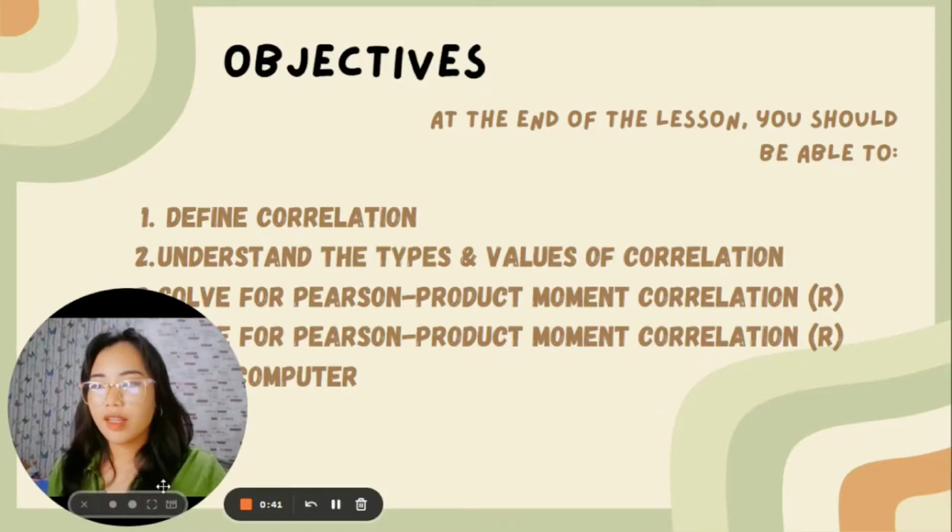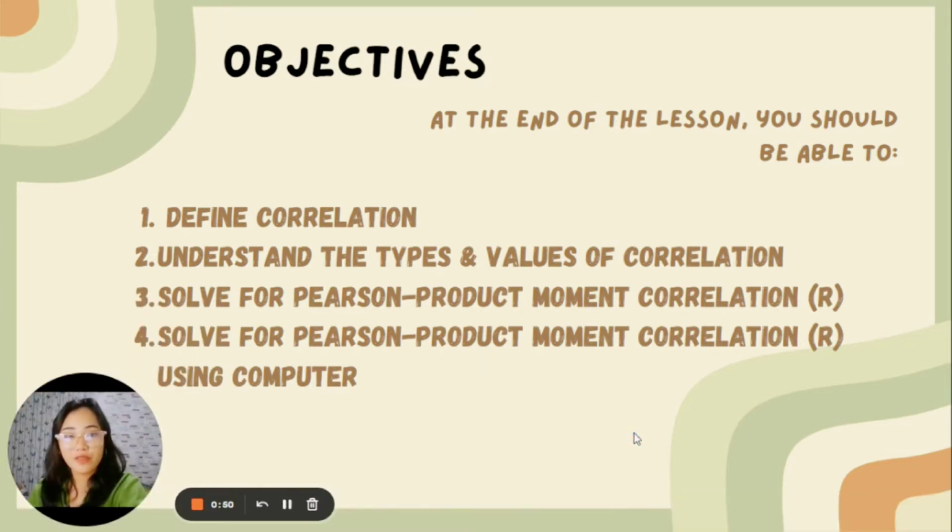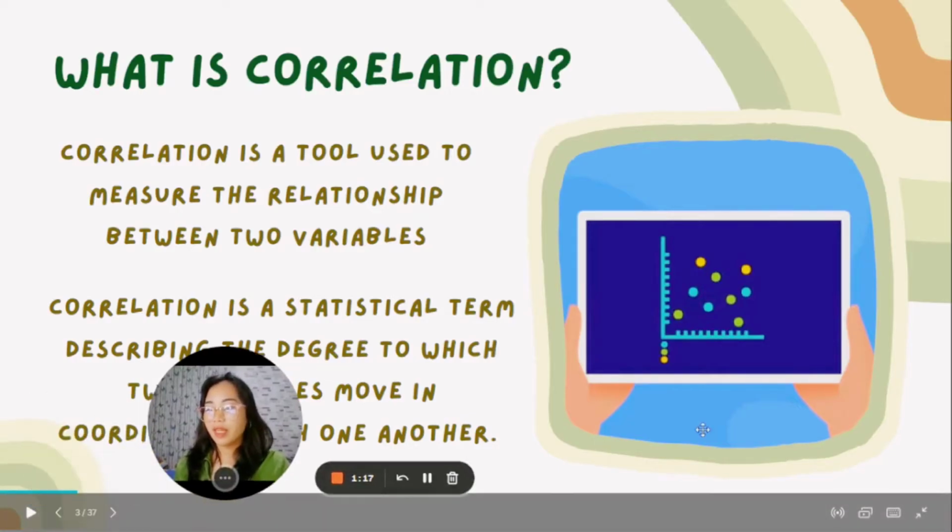So these are the objectives for this video. At the end of this lesson, you should be able to: first, define what is correlation; second, understand the types and the values of correlation; third, solve for Pearson product moment correlation; and fourth, solve for Pearson product moment correlation using a computer. Now, let's begin our lesson.